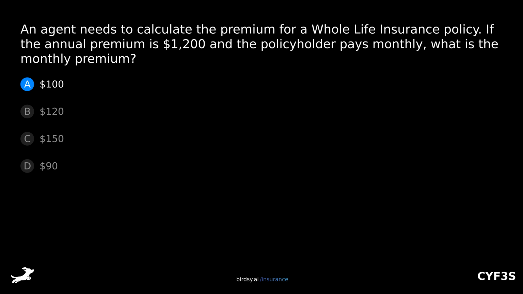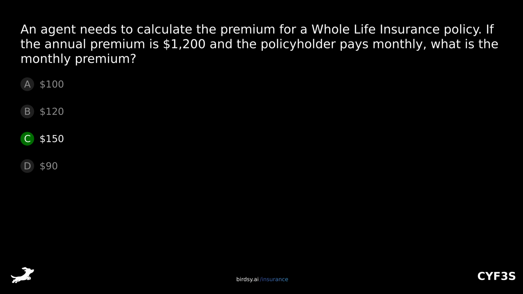Is it A, $100, B, $120, C, $150, or D, $90? The answer is C, $150. Why this question may seem a bit tricky, the distractors might result from dividing incorrectly or misunderstanding the annual to monthly conversion. Which type of life insurance policy typically includes an investment component?